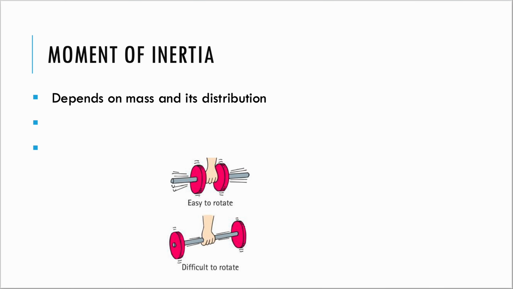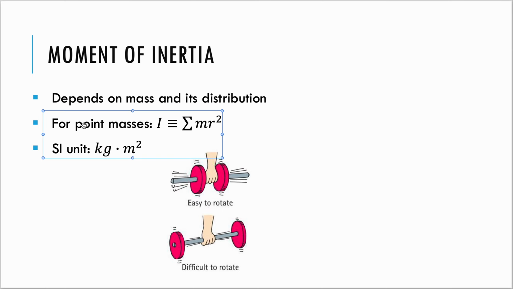Let's move on to the moment of inertia. The moment of inertia of an object depends on its mass and its distribution. The higher the mass, the higher the moment of inertia. As far as the distribution, the further that the mass is from the axis of rotation, the higher the moment of inertia. If you have a point mass, the moment of inertia is defined as the sum of mr squared.